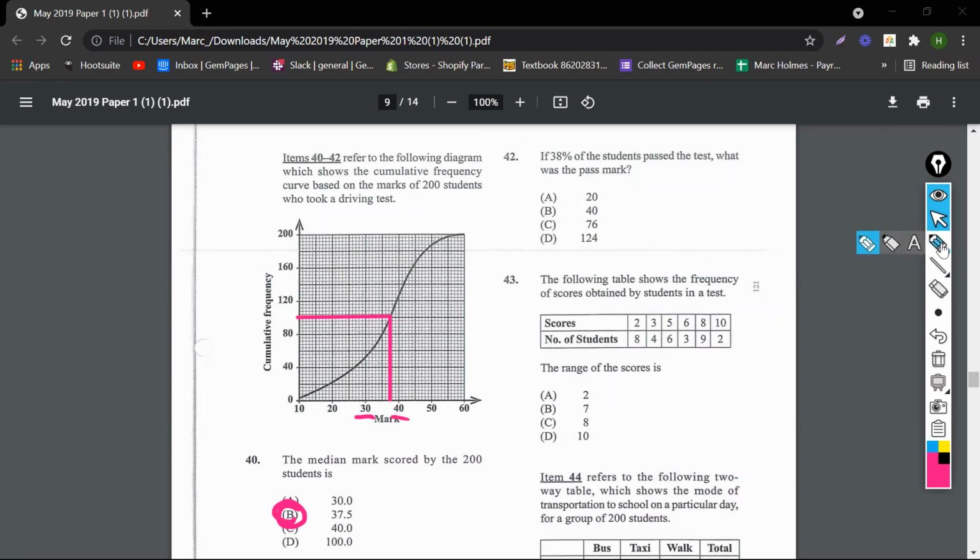Makes sense, guys? Median is in the middle, right? Median is in the middle. So that one is A, definitely A.